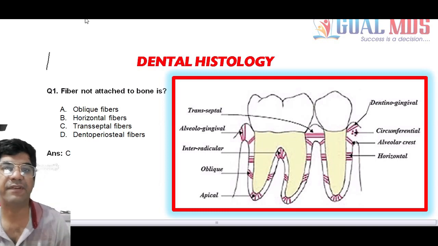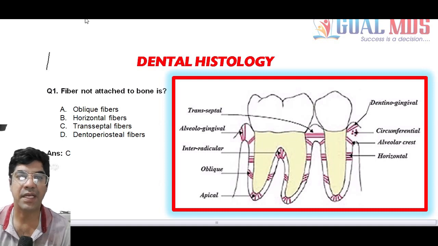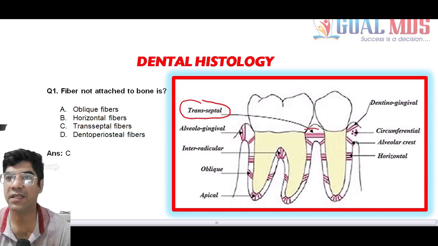The first question is: the fiber that is not attached to bone is? Well, the fibers that are not attached to bone are the transseptal fibers. These are the transseptal fibers you can see in this picture. Transseptal fibers are collagen fibers. They are not attached to bone, but they connect the cementum of one tooth to the cementum of the other. So here are these transseptal fibers.